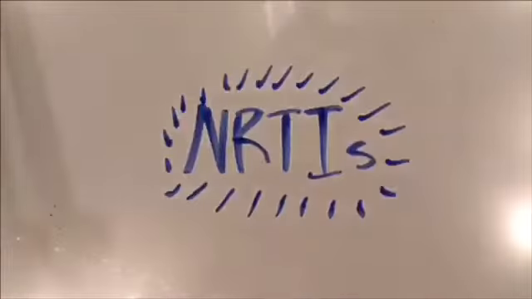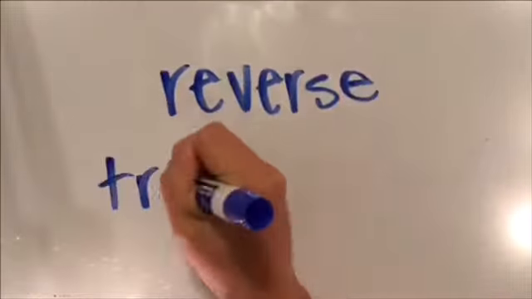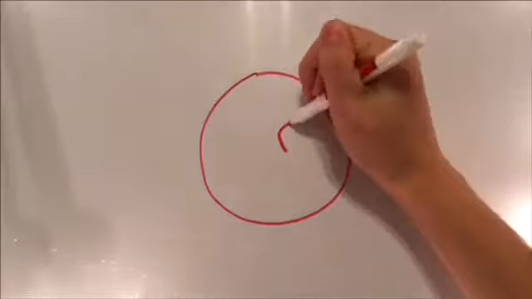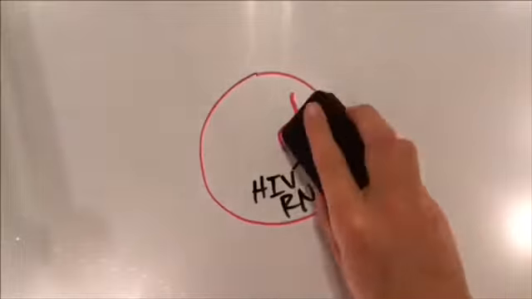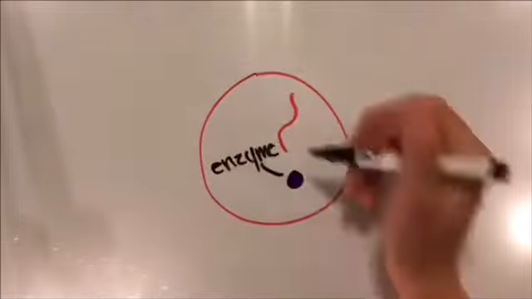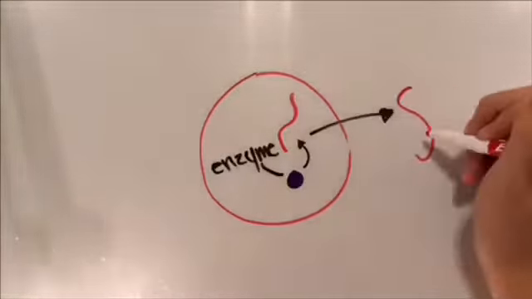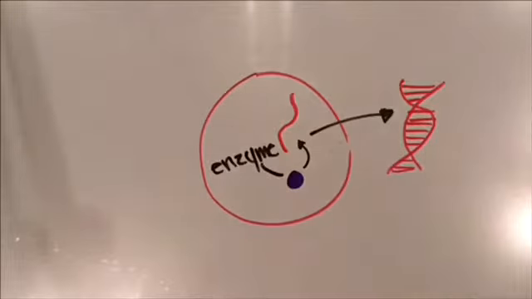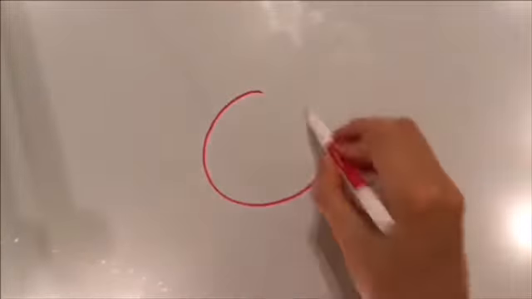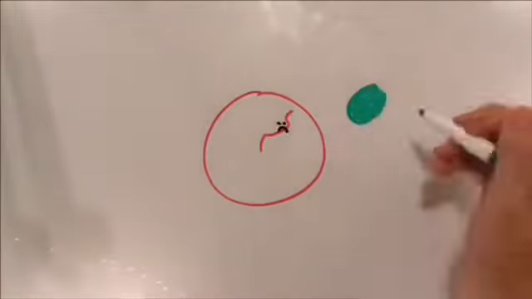Let's start with NRTIs. This medication affects the reverse transcription step. It stops the viral enzymes from taking the HIV RNA and changing it into HIV DNA. This stops more HIV viruses from being made because the RNA cannot enter the host cell's nucleus, and the rest of the steps cannot be completed if the HIV RNA, or supposed to be HIV DNA, doesn't enter the host cell's nucleus.